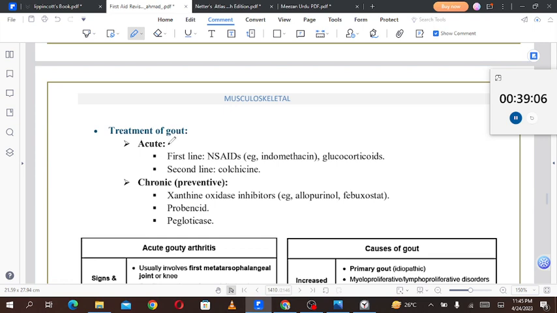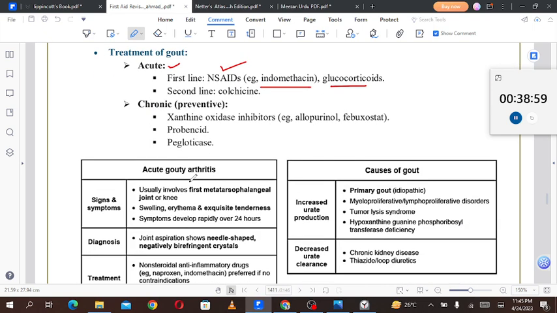Treatment of acute gout. First line treatment is NSAIDs, for example indomethacin, and glucocorticoids. Second line is colchicine. Chronic or preventive treatment is xanthine oxidase inhibitors, for example allopurinol and febuxostat, probenecid and pegloticase.